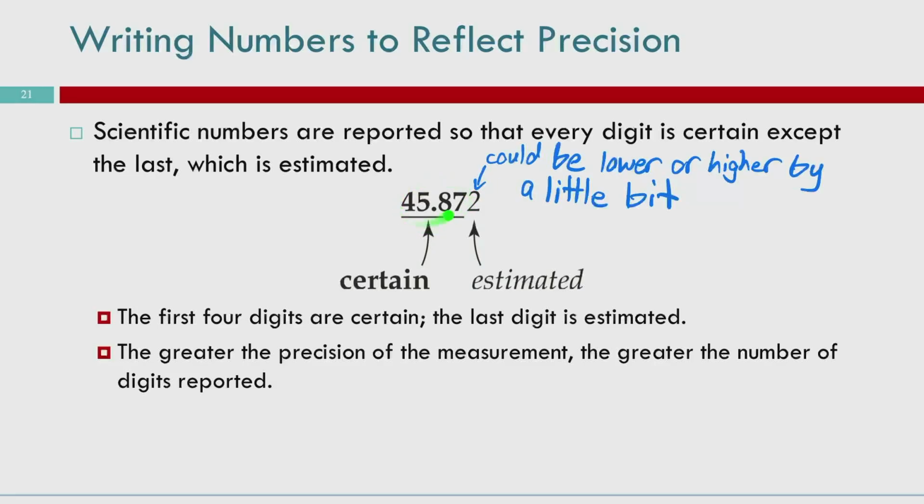These first 4 numbers, however, we know for sure that it's 45.87. We're just not sure about that last little bit of information. That's how all of our numbers work anytime we measure something.